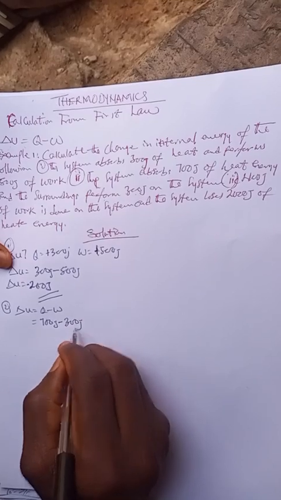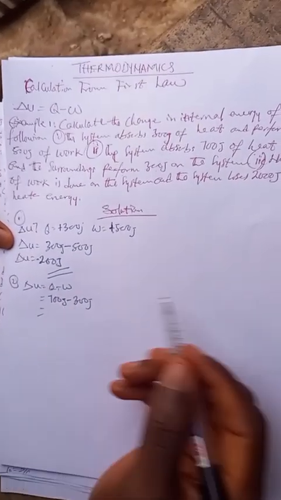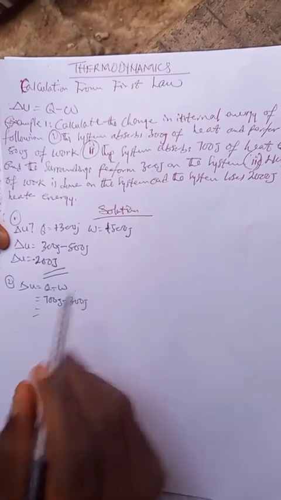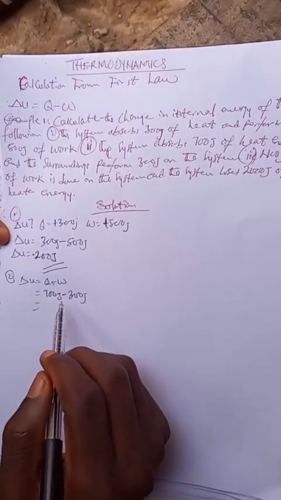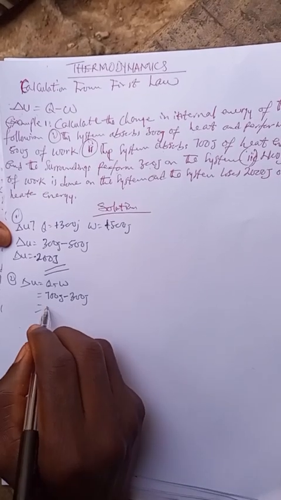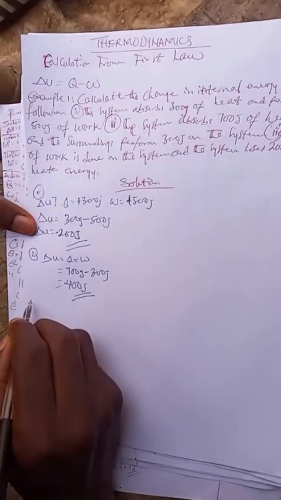To get your answer here, you apply the formula: 700 joules minus 300 joules, that will be 400 joules. Now let's try the third one.